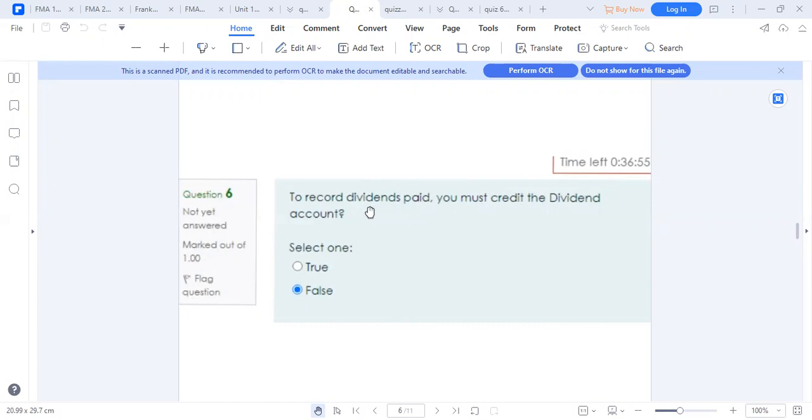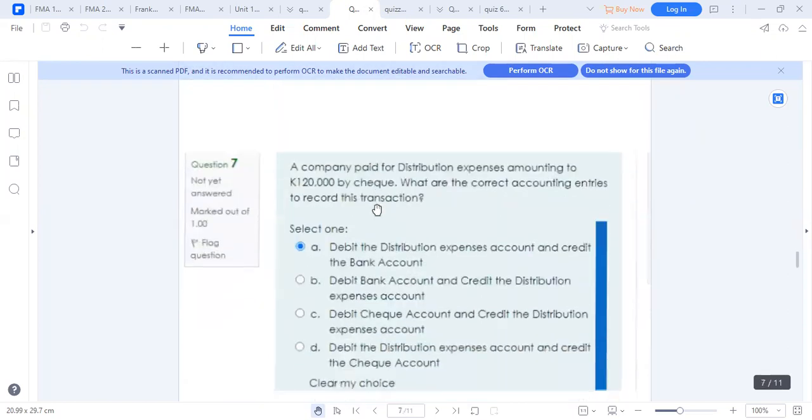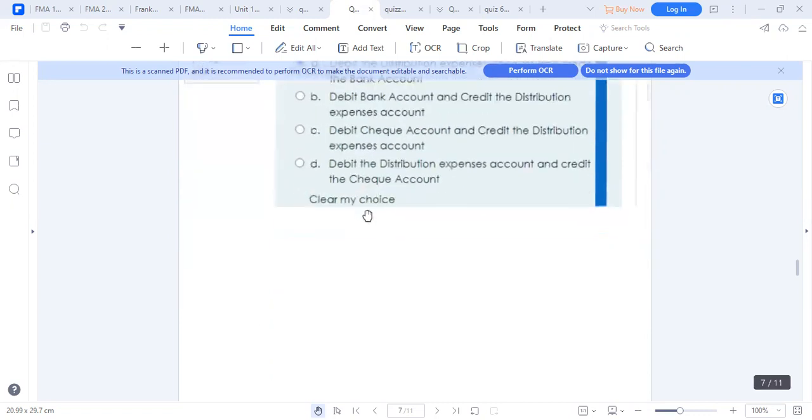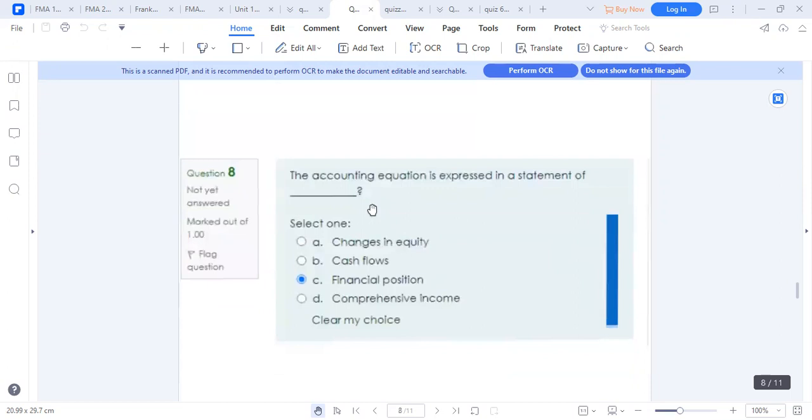To record dividends paid, you must credit the dividend account. No, first, dividends paid, you need to debit them. What are dividends? Dividends are profits that are distributed among shareholders. Excellent. When you buy shares, the expected return on a share is called a dividend. So shareholders receive dividends.